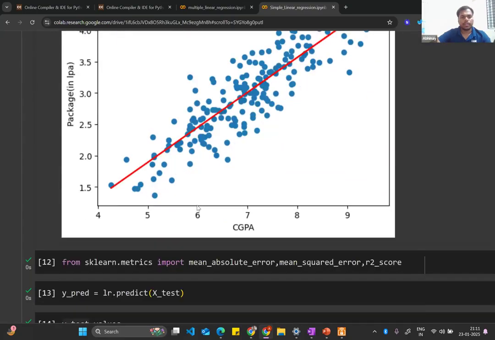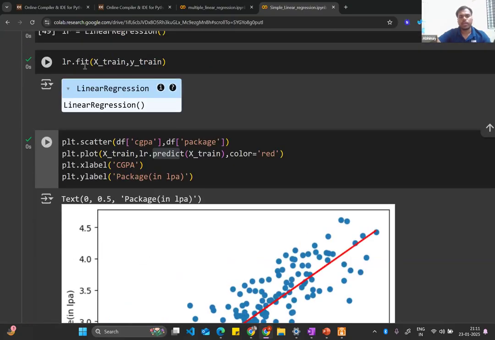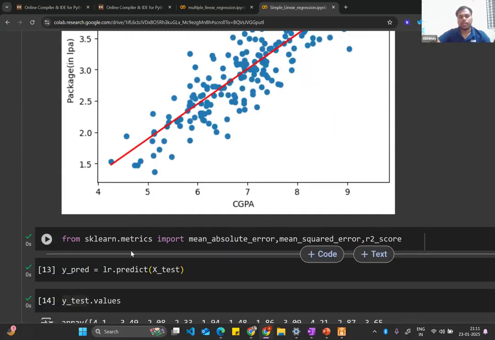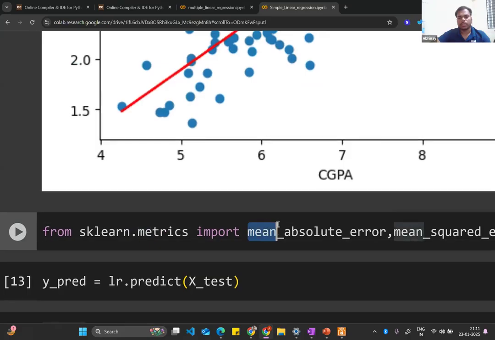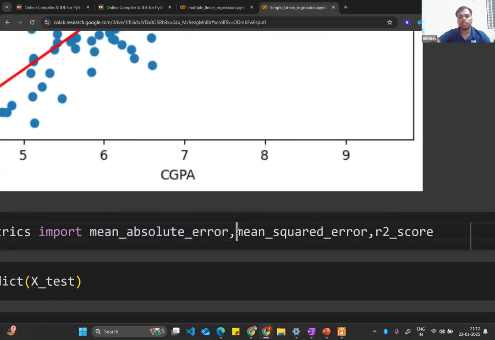Once we are done with this LR, this is your linear regression model. What we will do is again use some metrics that I already told you about some time ago: the mean absolute error, which you can directly import from the metrics class, the mean squared error, and your R2 score. These are some evaluation parameters that you can use.